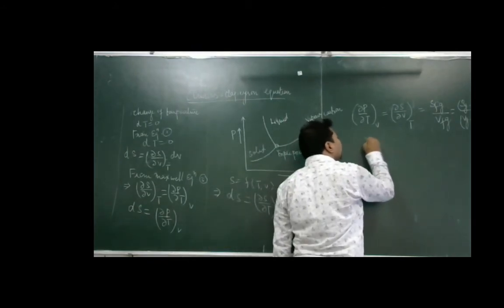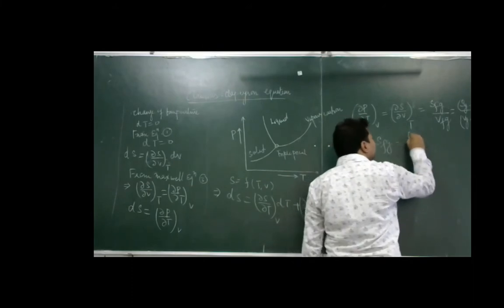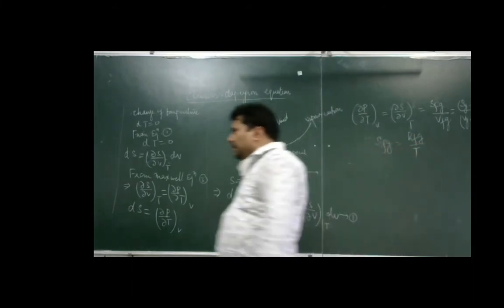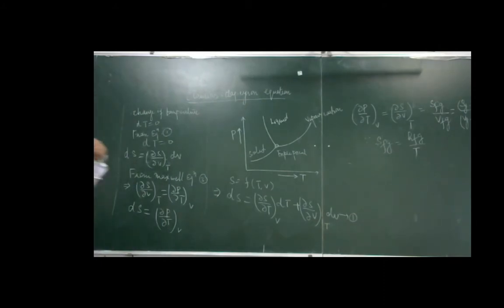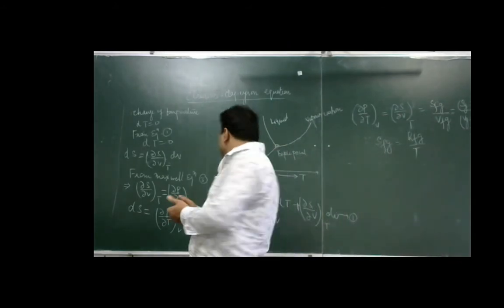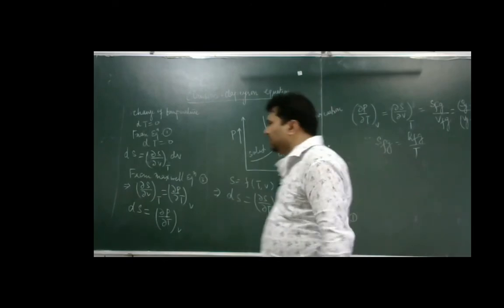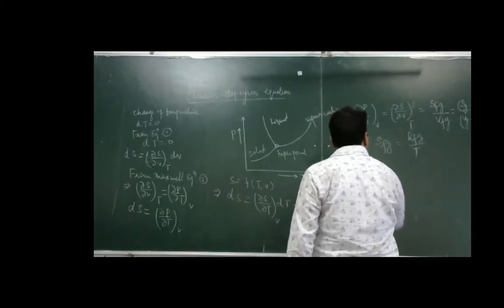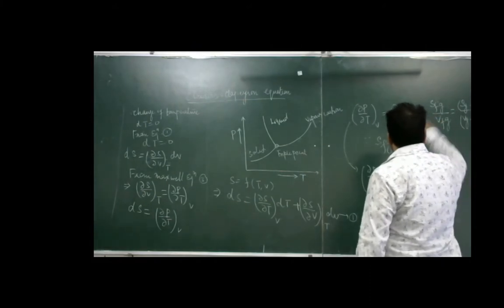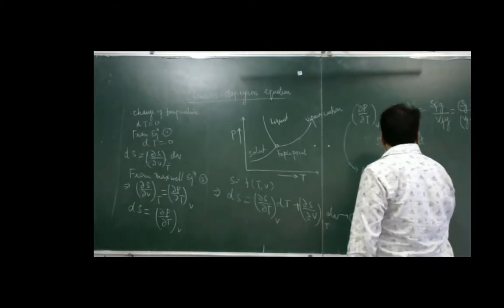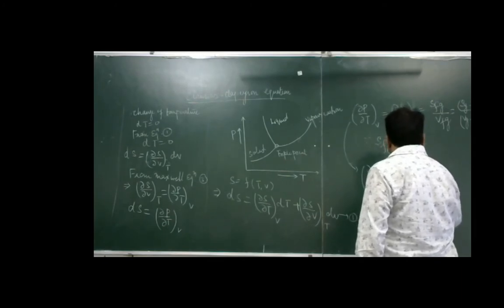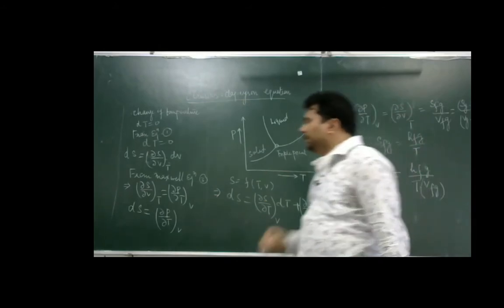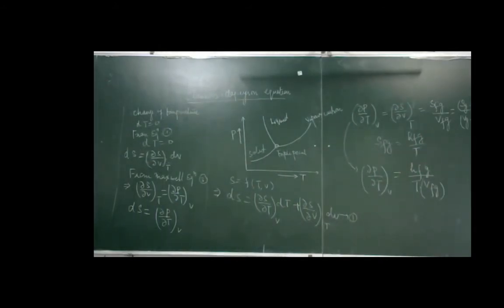Because we know that s_fg is equal to h_fg upon T. s_fg, the net change of entropy or entropy of evaporation, is equal to the enthalpy of evaporation with respect to the temperature. So s_fg is equal to h_fg upon T. So del P by del T is equal to s_fg over v_fg, and putting the value of s_fg, del P by del T is equal to h_fg upon T into v_fg.